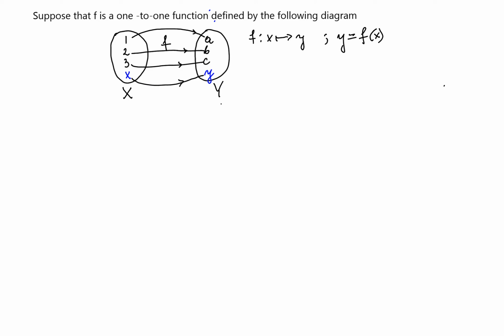Function f is one-to-one, and therefore each element of Y corresponds to only one element of X. Therefore, we can consider a relation that assigns to each element of Y that one element of X, such that y is f of x. For example, we can assign to A 1, we can assign to B 2, we can assign to C 3, and we can assign to Y x.